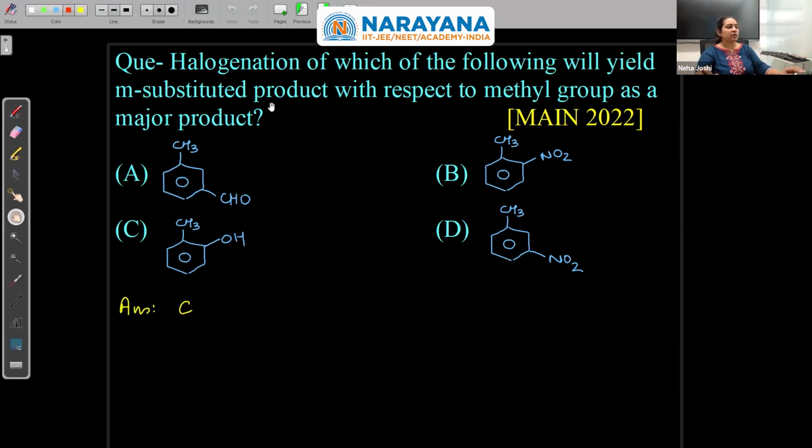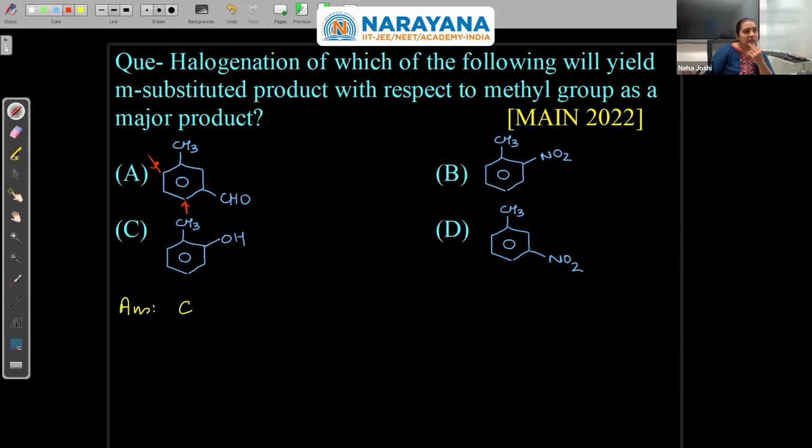So I was telling that similar halogenation of which of the following will yield meta-substituted product with respect to methyl group as a major. With respect to CH3, I want a meta-substituted product. CH3 को meta होना चाहिए. So if you see CH3 and CHO, now you will have relatively this as a weak activating and this as a deactivating. So I will attack here, I will attack here. So it is not meta to CH3.